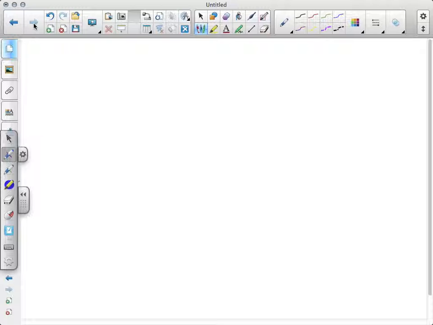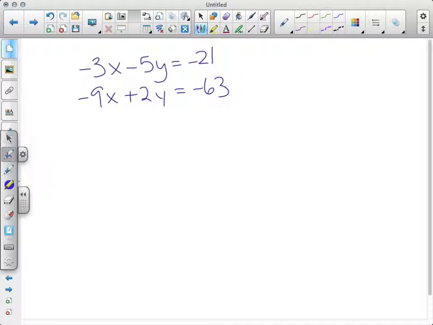Let's try this one. Negative 3x minus 5y equals negative 21, and negative 9x plus 2y equals negative 63. Now this one doesn't have a positive and a negative that nicely eliminates. So what we have to do is make it have a positive and negative that nicely eliminates.